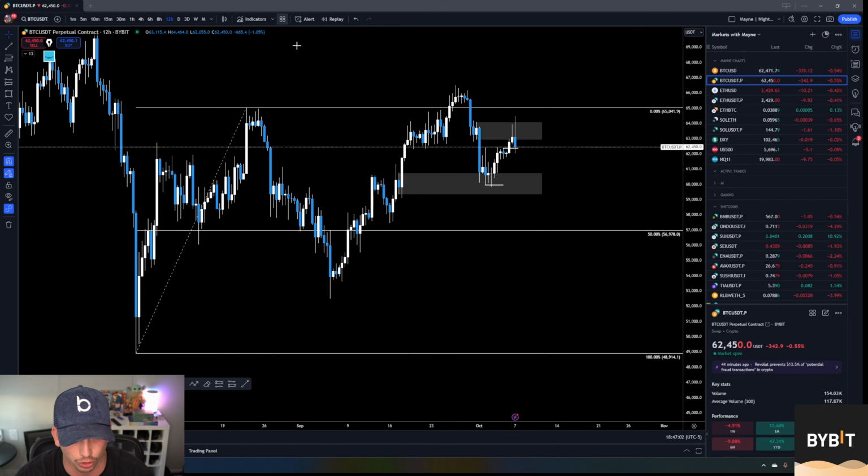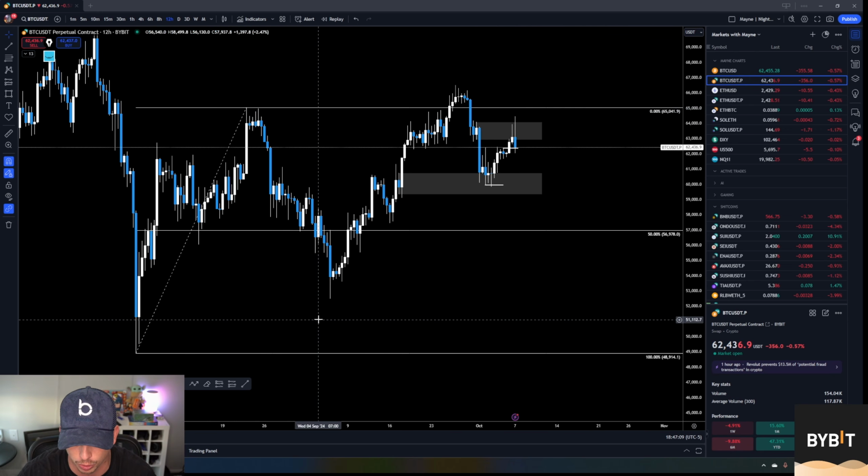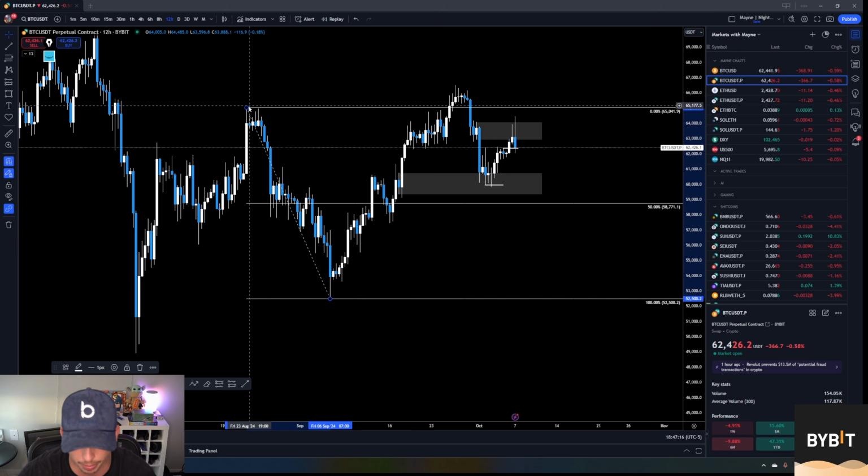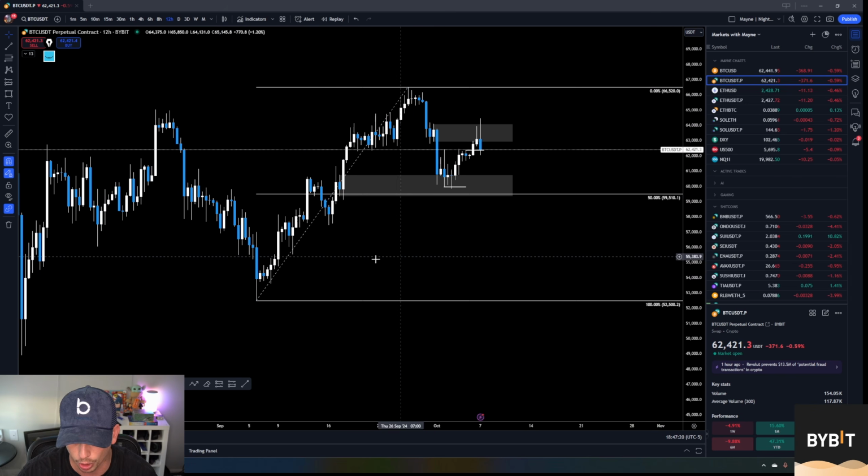Let's get into the charts. So here's what I've got set up right now on my chart. I've got August range here. Okay, this seems to be the most pertinent range. You could take September's range, which is here to here. So that's September's low, that's September's high. So both ranges are relevant.